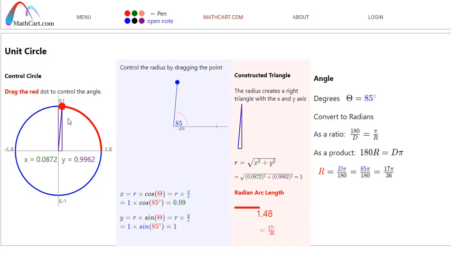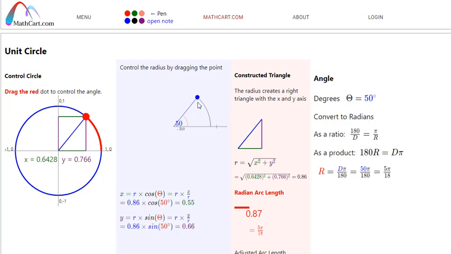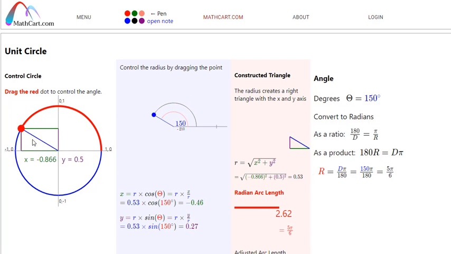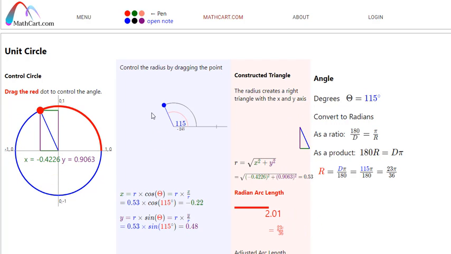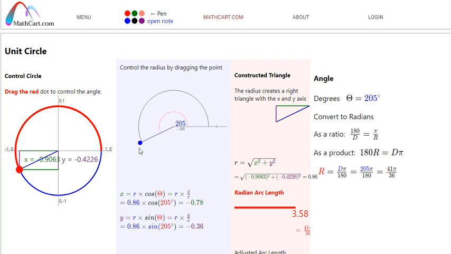That arc length does depend on the radius. So you'll see if I make a tighter radius, that arc length becomes smaller. It's red over here, but you can kind of see it in blue over here. And as I make my radius bigger, that arc length gets bigger too. So I don't want to change that arc length.